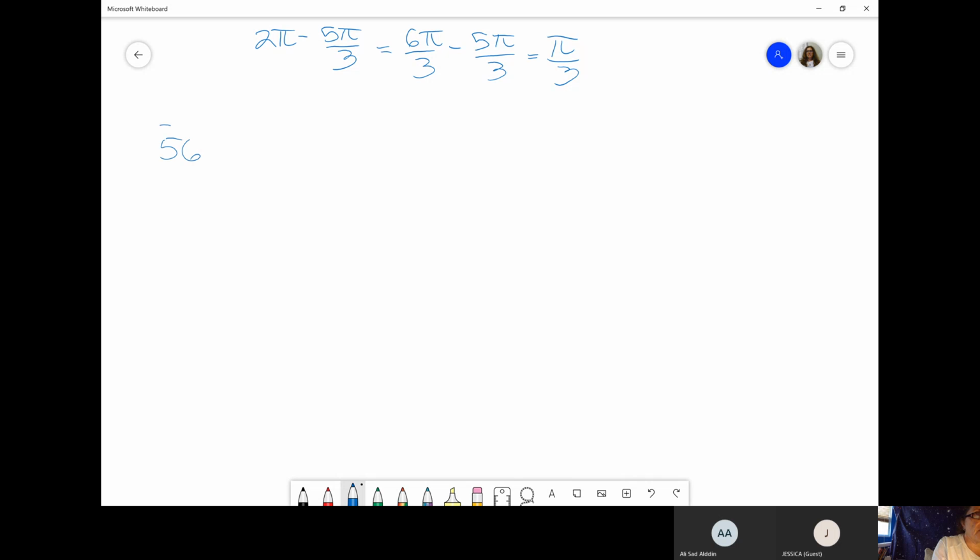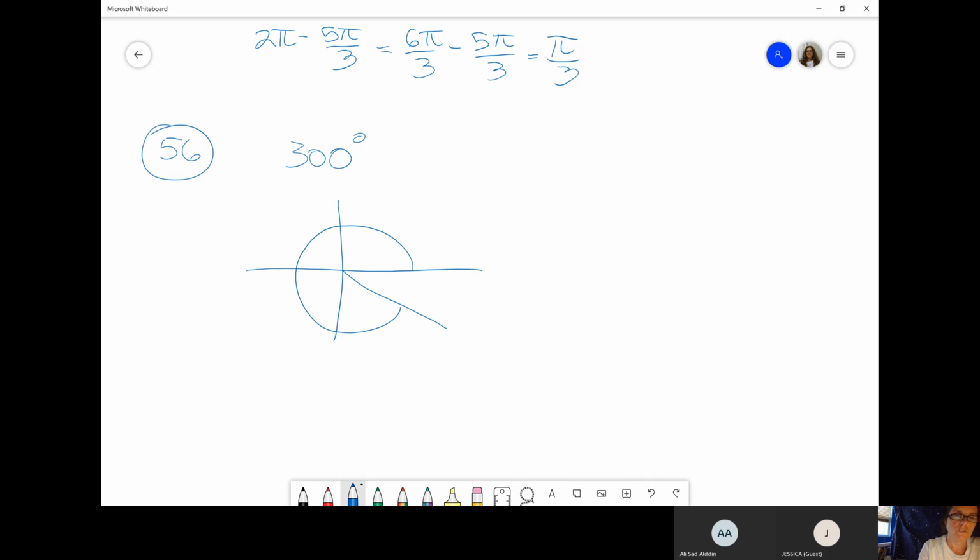Number 56 in the book says, evaluate the sine, cosine, and tangent of an angle without a calculator for 300 degrees. 300 degrees, again, is in quadrant 4. So the reference angle is, oh, 60 degrees again. The reference angle again is 60 degrees, 360 minus 300.